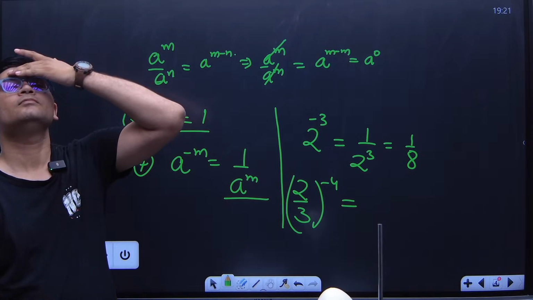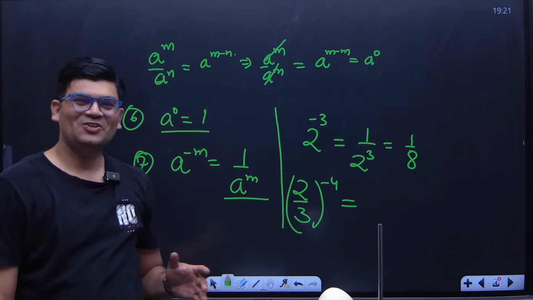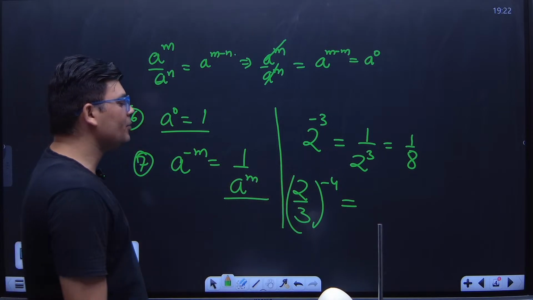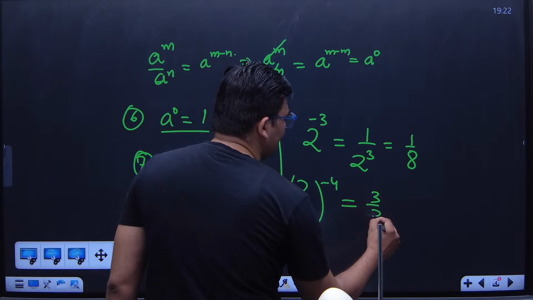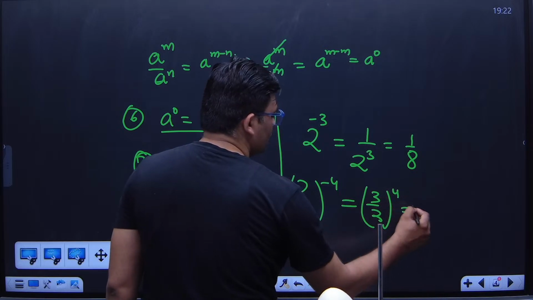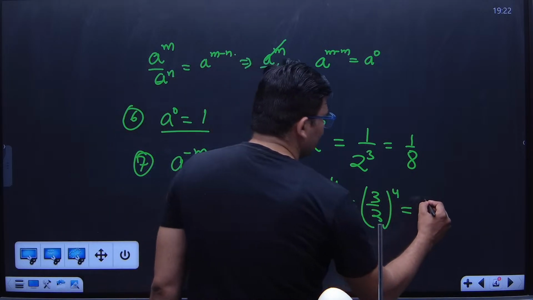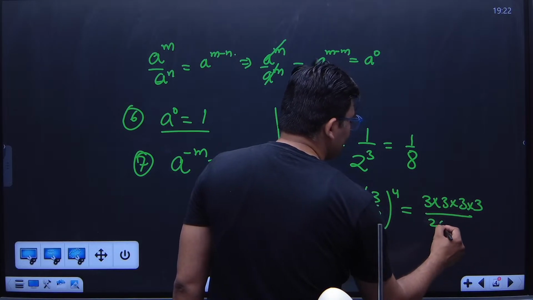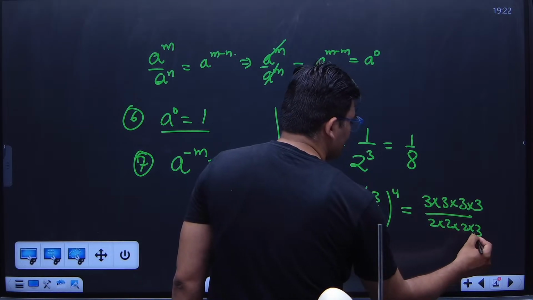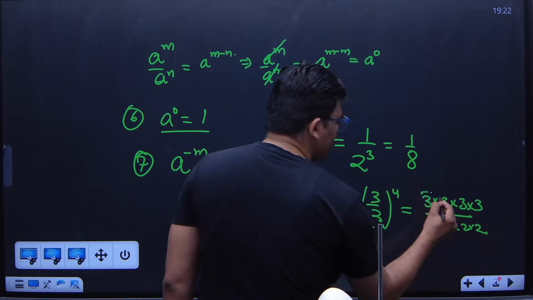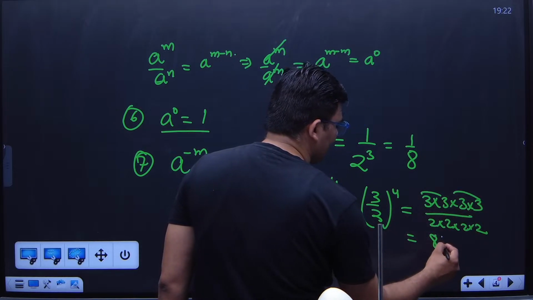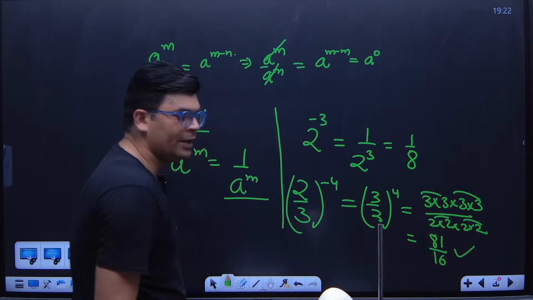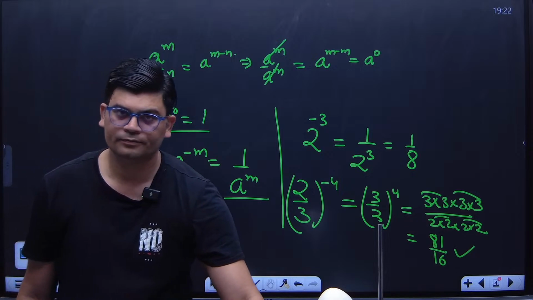No, no, don't do like that. You have to reciprocate them. So if you reciprocate them, this will become, my dear, 3 by 2 raised to the power 4. So 3 by 2 means 3 is being multiplied how many times? 4 times. And 2 is being multiplied how many times? 4 times. So 3 into 3 is 9, into 9 is 81, and 2 into 2, 2 into 2 is 4, into 4 is 16. So the answer will be 81 by 16. Please note it down. Yes, sir.